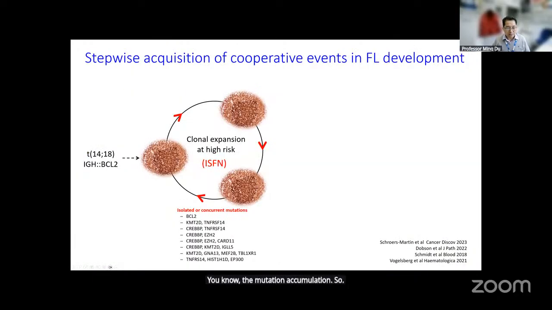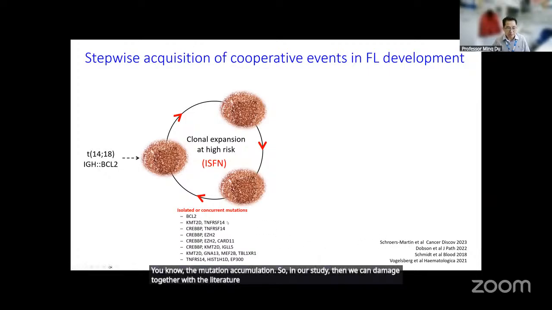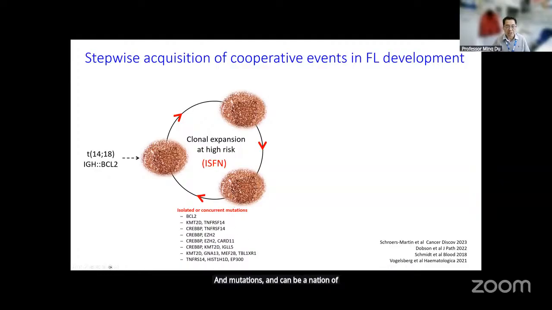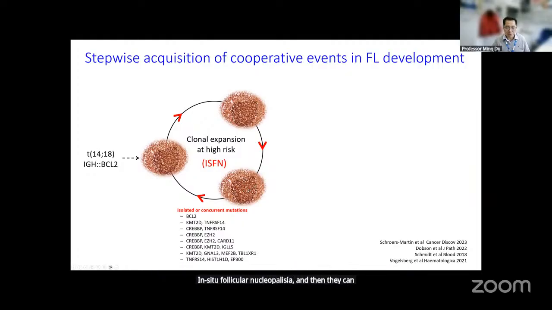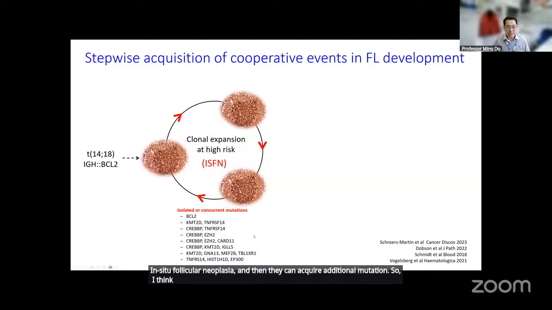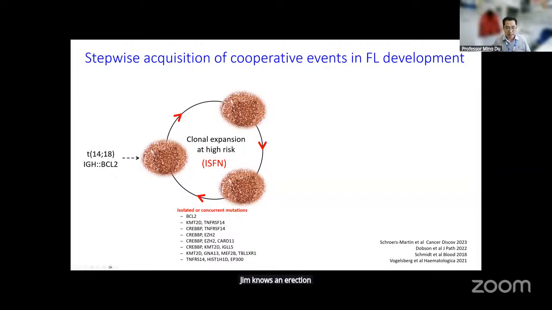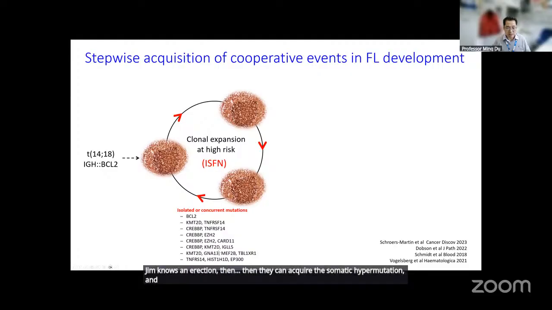So in our study, together with the literature, we can demonstrate mutations and combinations of these mutations in the in situ follicular neoplasia. We also demonstrated that each time in the individual in situ follicular neoplasia, they can acquire additional mutations. So the scenario here is that when the translocation positive cell goes through the germinal center reaction, it can acquire somatic hypermutation, which accumulates mutations in BCL2 and also other oncogenes.